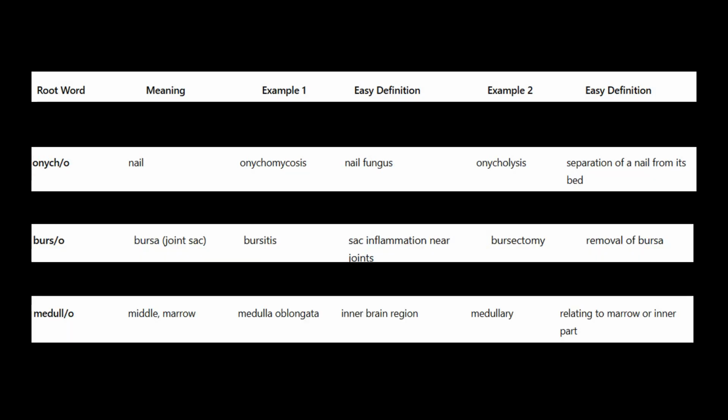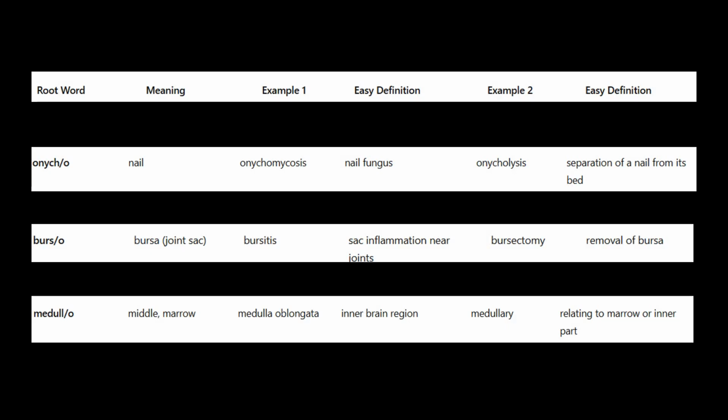Now we have the next root word, that is onych or onycho, which is related to nail. If something is related to nails, then you will find the root word onych or onycho, like onychomycosis. Onychomycosis means nail fungus. So if a patient is suffering from a disease that is nail fungus, then in that case the medical terminology will be denoted as onychomycosis.